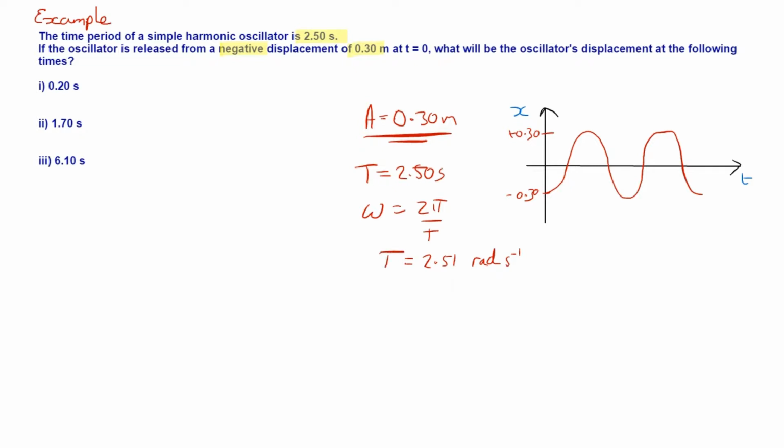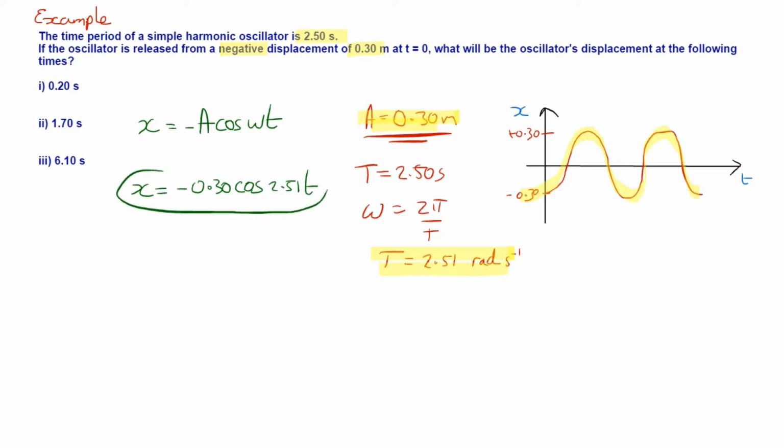We know the amplitude, we know the time period, and we also know the shape of the graph, which is a minus cosine. So we can come up with the equation, because remember, if it's released from maximum negative displacement, x equals minus A cosine omega t. We know the values of A and omega, so we can get an exact mathematical equation: x equals minus 0.30 times the cosine of 2.51 t. So how cool is that?